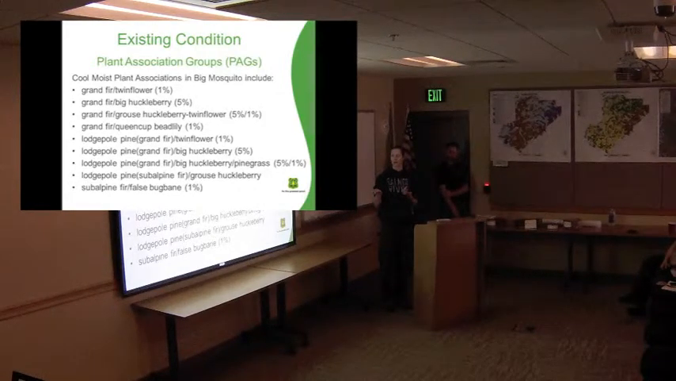And the one thing that I just want to make note of on this slide is it doesn't take very much of some of these species to make it a cool, moist, or a very productive environment. So for twin flower, it only takes 1% of ground cover of twin flower to kick it into a twin flower plant association.